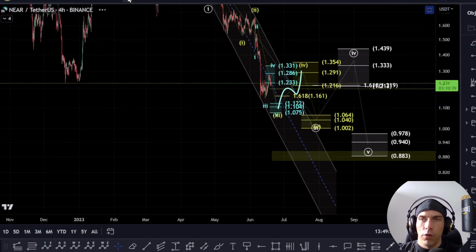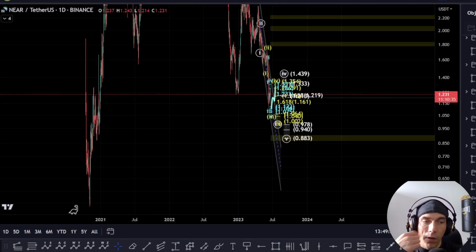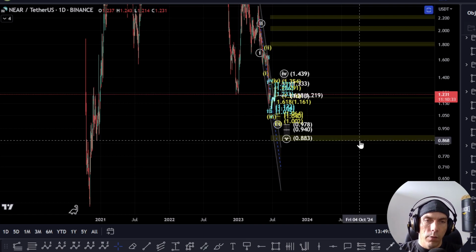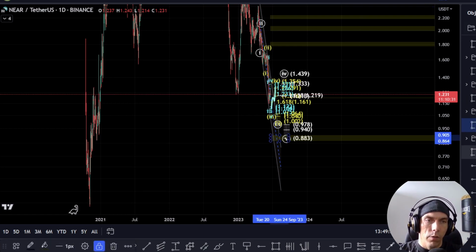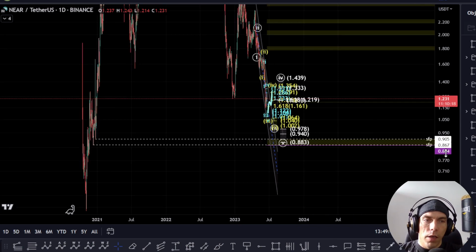Now, if we do push down into this level, there is an interesting little zone here, so I'm going to go over this area quickly. What we do have is this little target box at this 90 cent to this 86 cent, and within this area is a level of this monthly naked point of control sitting towards this 86 range.